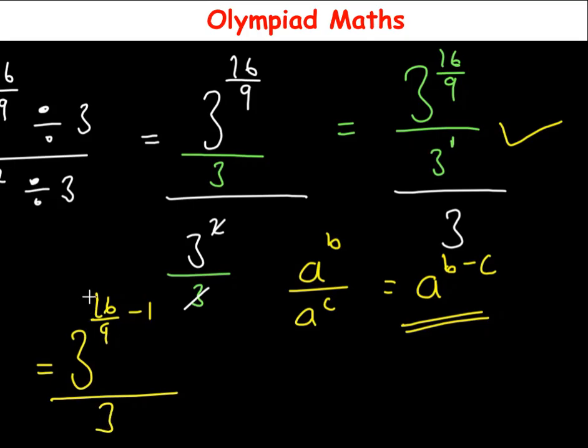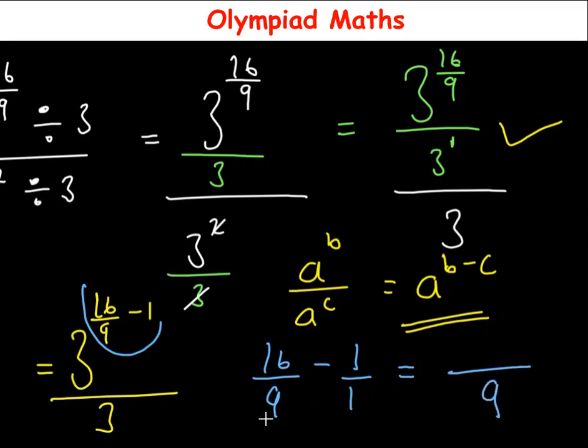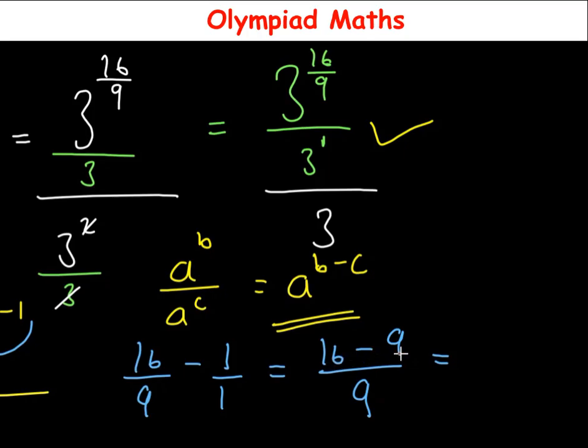From here, let's first simplify this power right here. So we have 16 over 9 minus 1. This one can be written as over 1. And then the next thing is to look for the LCM of 9 and 1. The LCM of 9 and 1 is 9. So now we divide 9, we have 1. 1 times 16 is 16. Then minus 1, we divide 9, we have 9. 9 times 1 is 9. And from here, the value is equal to 16 minus 9 is 7, then over 9.